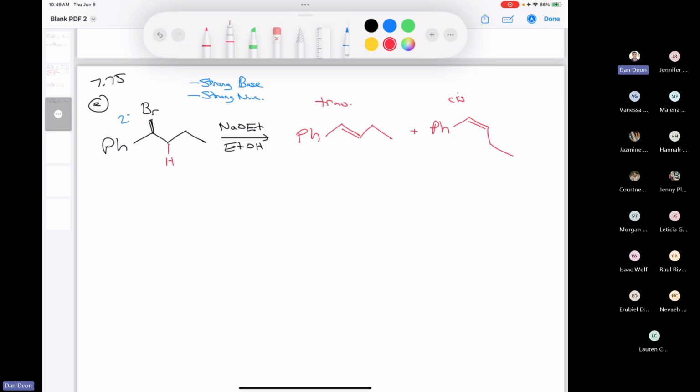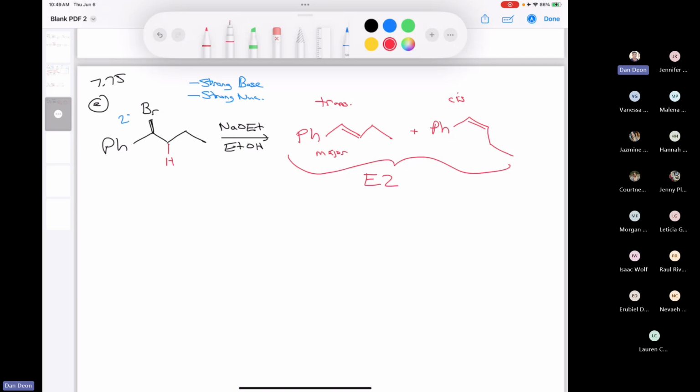Could anybody tell me which one of these is going to predominate? Would it be the trans or the cis for this E2? Keep in mind, these are both E2 products. Exactly. Thanks, Isaac. It's going to be the trans. This would be the major product. Why? Because it's less sterically hindered.